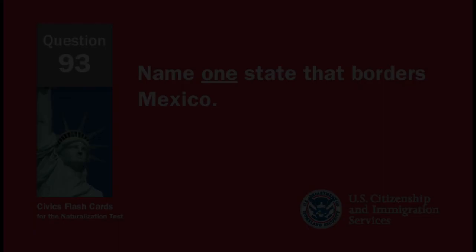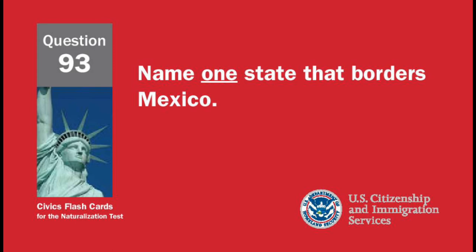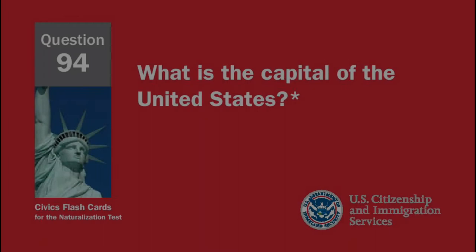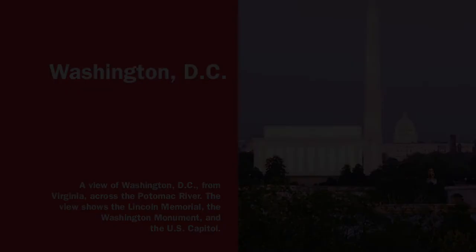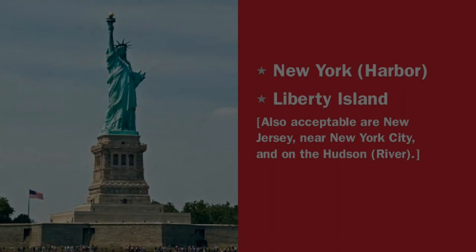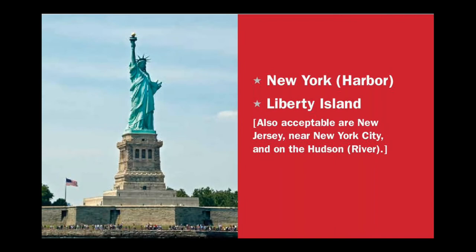Name one state that borders Mexico. California. Arizona. New Mexico. Texas. What is the capital of the United States? Washington, D.C. Where is the Statue of Liberty? New York Harbor. Liberty Island. Also acceptable are New Jersey, near New York City, and on the Hudson River.